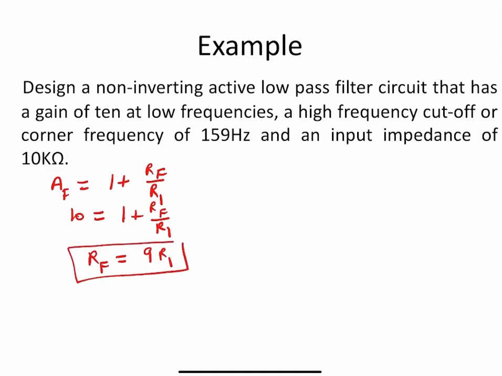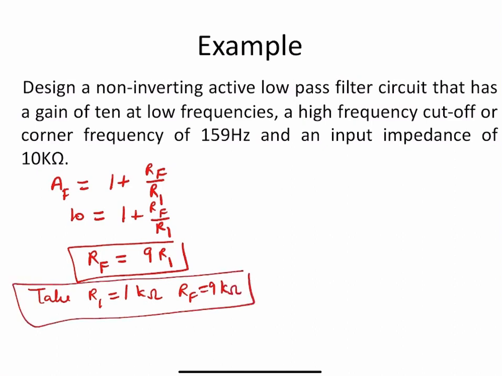Say R1 is 1 kilo ohm. Take the value of R1 as 1 kilo ohm. Then RF would be 9 kilo ohm. For the given passband gain, RF and R1 would be these values. Now by using the relation FH is equal to 1 by 2 pi RC, you can compute the value of the capacitor, as the cutoff frequency 159 Hz and the resistance, the input impedance, are given. By putting these values you can compute the capacitor value, which would be 100 nanofarad.